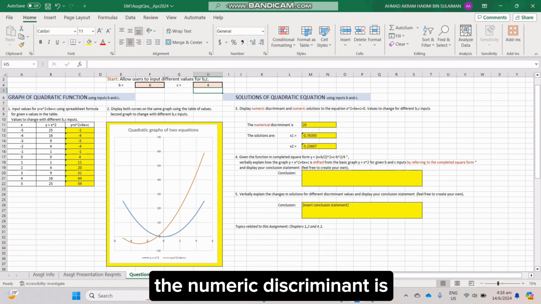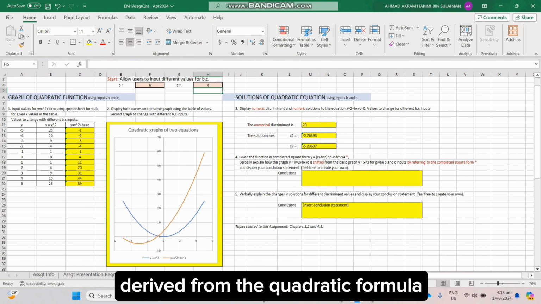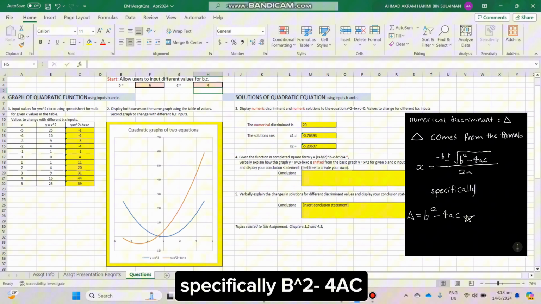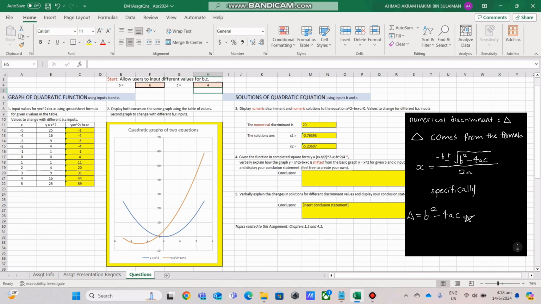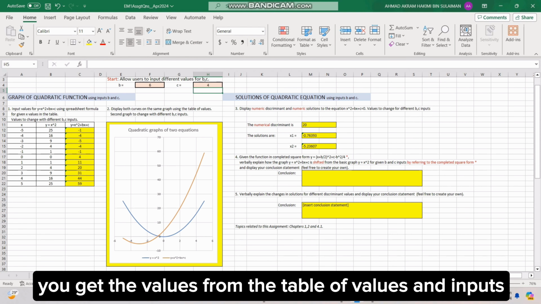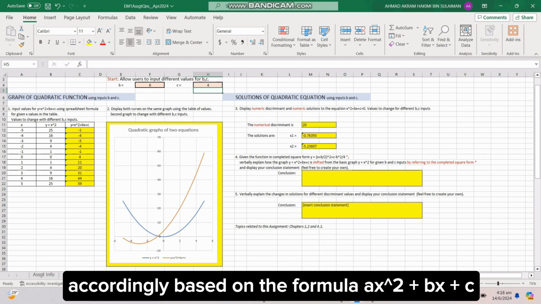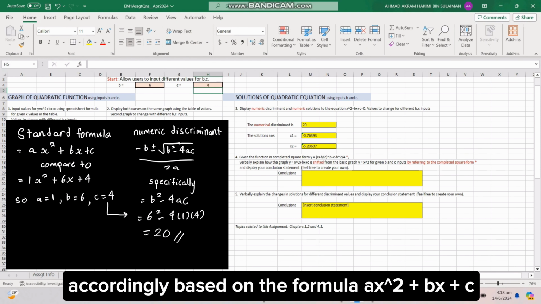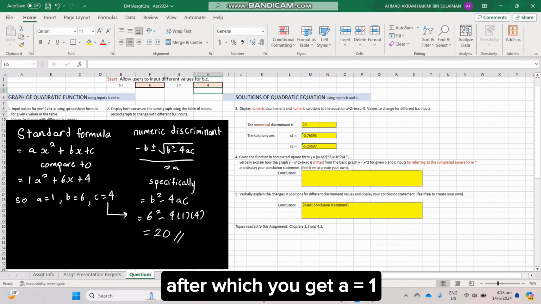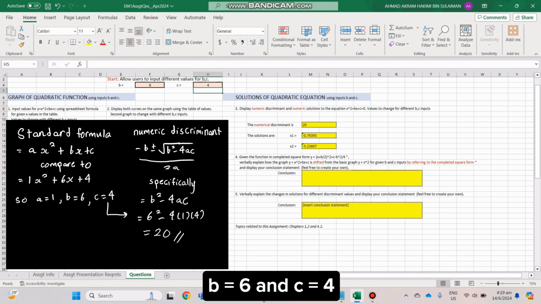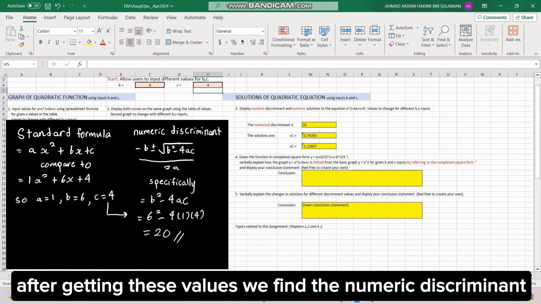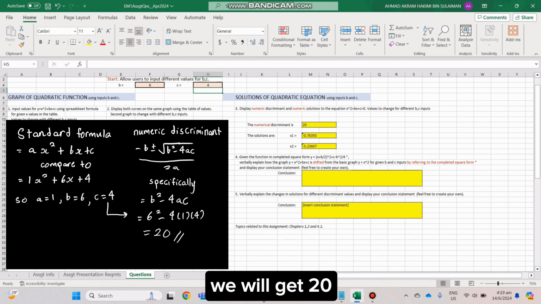For question 3, the numeric discriminant is derived from the quadratic formula, specifically b squared minus 4ac. To find this, we get the values from the table of values and input b and c accordingly based on the formula ax squared plus bx plus c. After which, we will get a equals 1, b equals 6, and c equals 4. After getting these values, we find the numeric discriminant, which is 20.